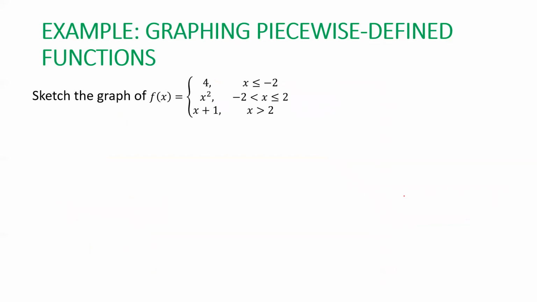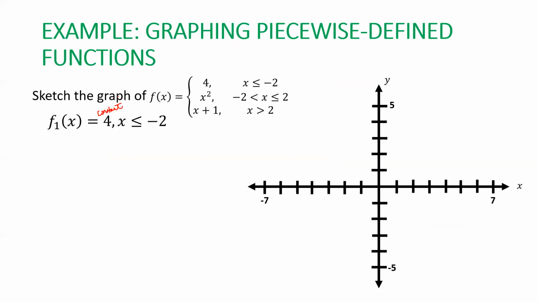Okay, next, let's try to graph f of x equals 4, x squared, and x plus 1 given in the following intervals. So first, f sub 1 of x equals 4. This is the constant function, so its graph is a horizontal line. Using a table of values, we can use the boundary value negative 2. So x equals negative 2, the value of y is 4. We plot it on the Cartesian plane as a solid point because negative 2 is included in the interval.